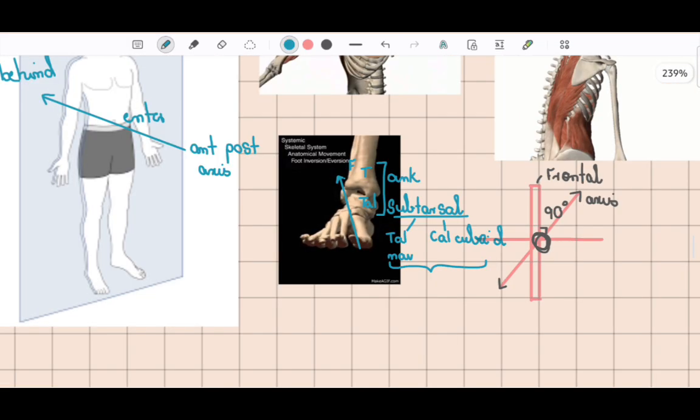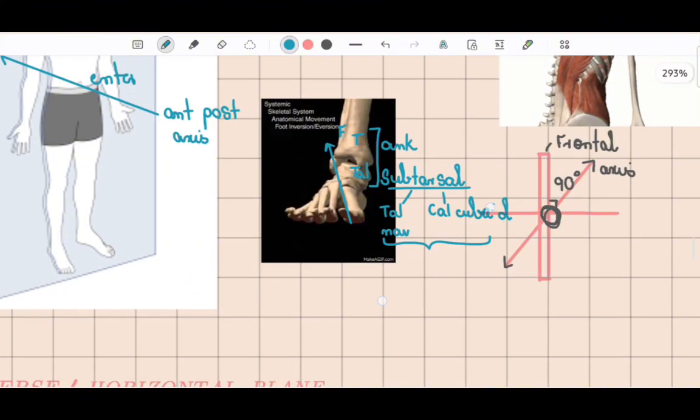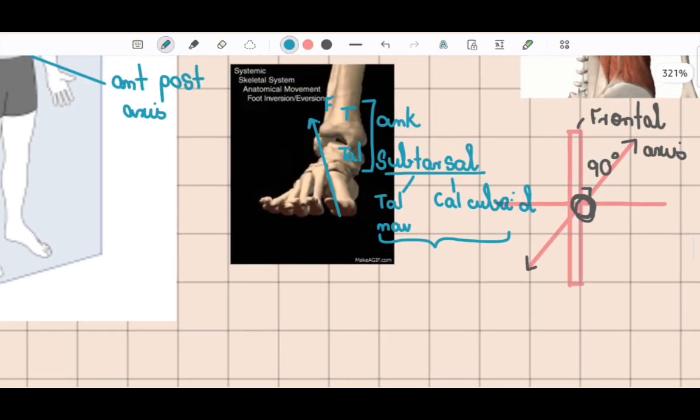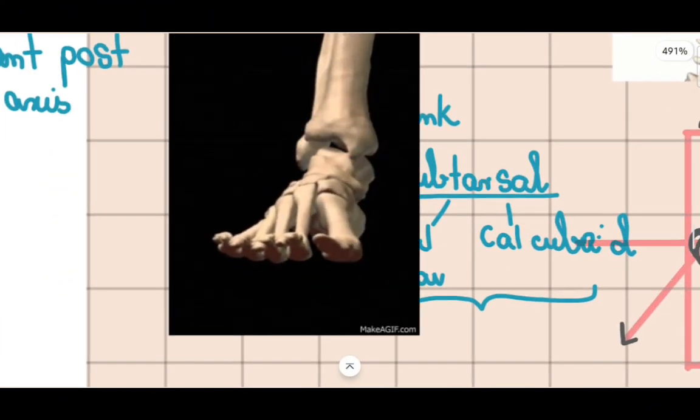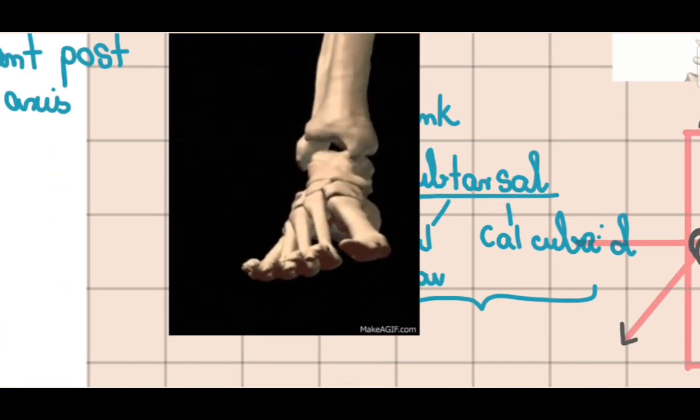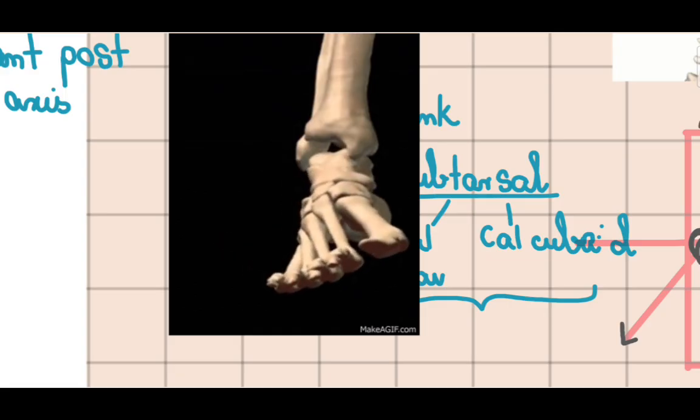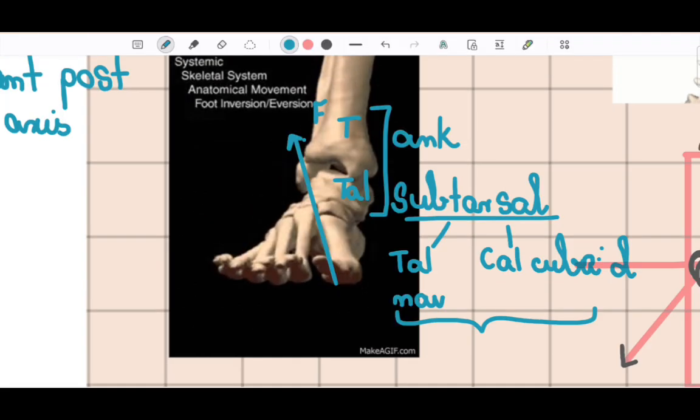And at this joint you will get your inversion and the eversion. Inversion is basically moving your foot sole slightly inward, and eversion is moving your foot sole slightly outward. Let me give you a demonstration over here. See, this one is eversion, in which the foot is getting out, and in this, the foot is getting inward, like here in this direction. In this direction it's the inversion, and in this direction it's eversion.